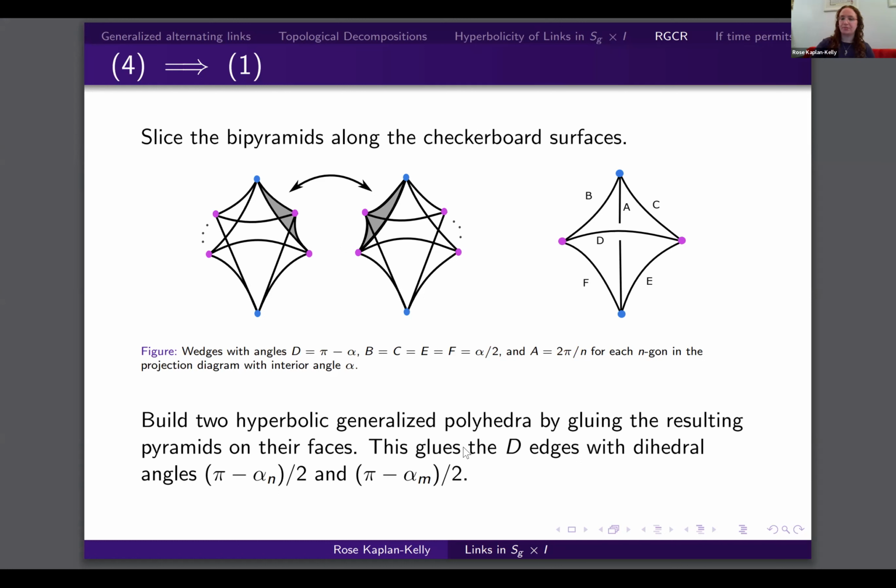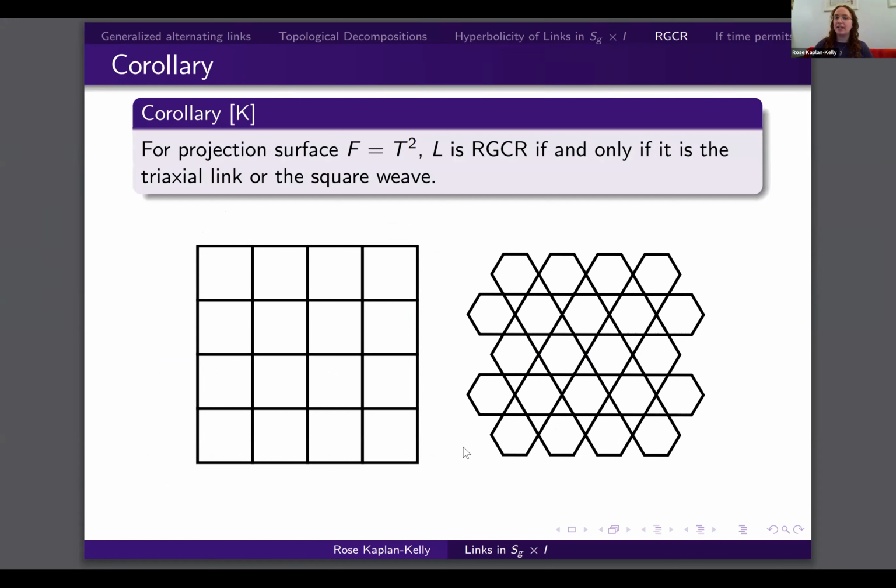An application of this work is that now we can answer that question. So we find that L is RGCR for a projection surface, the torus, if and only if it's the triaxial link or the square weave, because we showed that it must have regular faces, and Champanerkar, Kofman, and Purcell showed that among the semi-regular links, the links in this thickened torus that have those regular faces, these were the only two that had that property of having this right-angled structure.